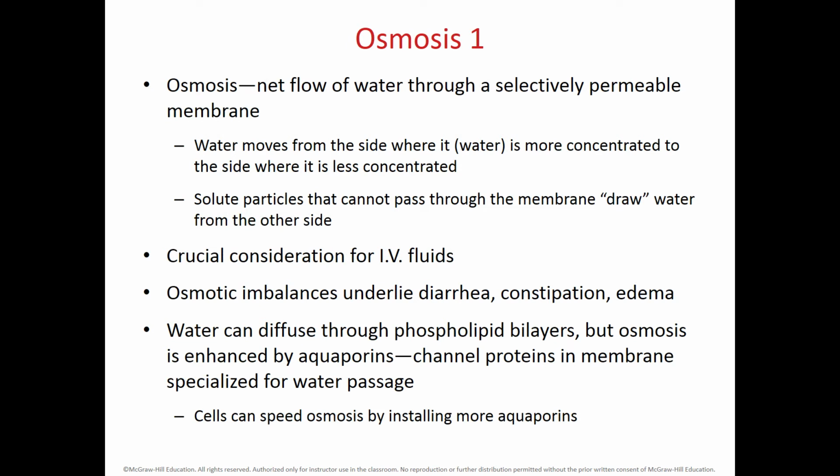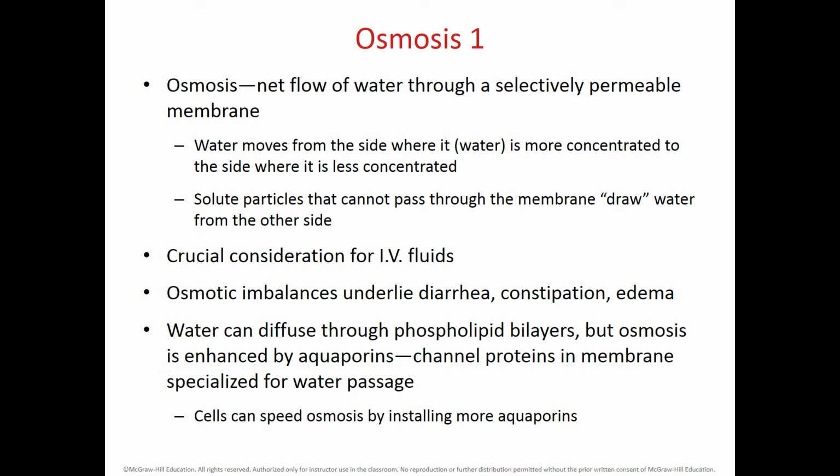Now, osmosis is diffusion of water through a selectively permeable membrane. Water will move from an area where you have more water to an area where you don't have as much water. And if you have particles diluted in water on the sides of the membrane, some of these particles can draw water to the other side. This is crucial for considering what type of IV fluids can be introduced into the person's body.